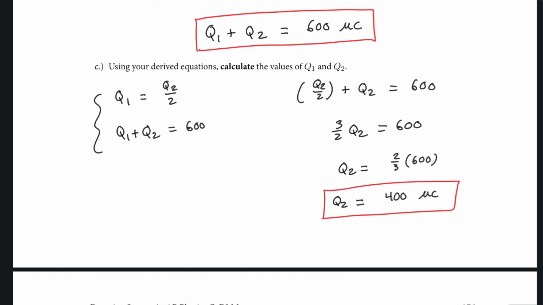And then, of course, we know these need to add to 600 by our second equation. So our missing charge is 200 microcoulombs to make that work out. And we can check that this works because we said Q1 is half of Q2. So 400, half of that is definitely 200. And then they need to sum to 600, which obviously they do.